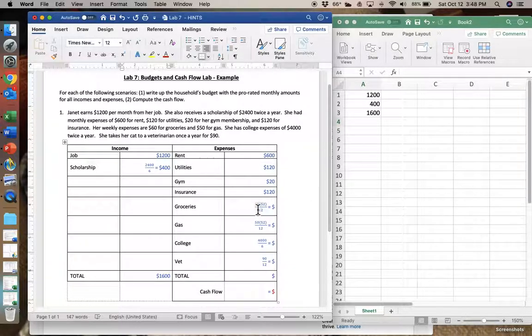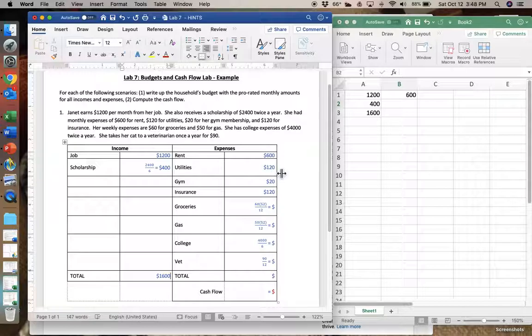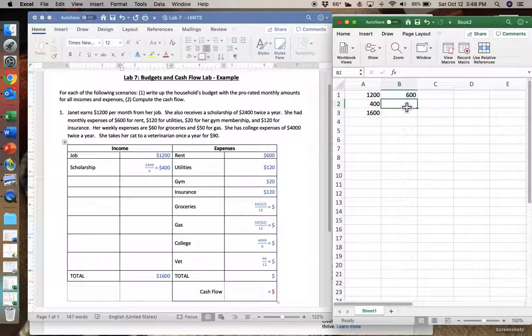Okay, going forward, what are her expenses each month? Okay, this is for each month. She has monthly expenses of $600 for rent. So we just got that plain out. Her utilities are $120 per month. Her insurance, it says $20 for her gym membership. So I've entered that in here. And $120 a month for insurance. I'm going to also put that over in the Excel sheet.